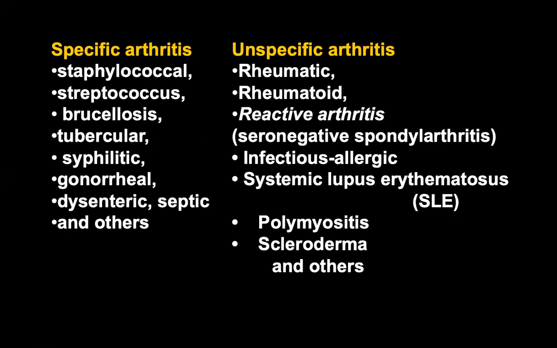Today's topic is specific and non-specific inflammatory diseases of joints. What's the difference between specific and unspecific arthritis? When we speak about specific arthritis, we have a specific antigen, a specific agent that leads to this arthritis. And unspecific arthritis are common ones, like rheumatic, rheumatoid, and reactive arthritis, because of a different response of our immune system.